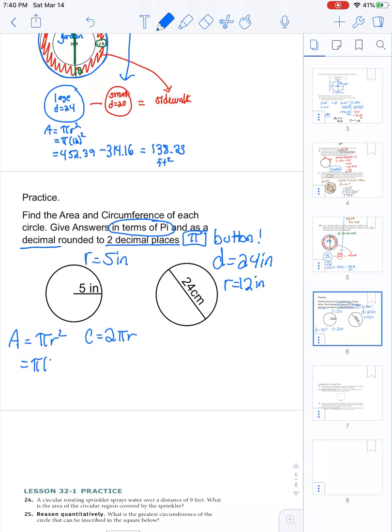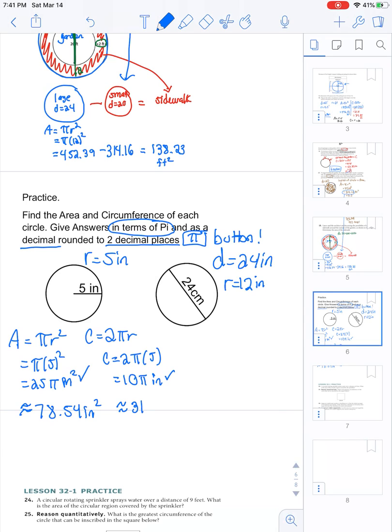So in looking at this one, if I plug in my radius of 5, 5 squared is 25, my answer in terms of pi is 25 pi inches squared. As a decimal, multiplying using the pi button, I'm going to get approximately 78.54 inches squared. For circumference, 2 times pi times the radius gives me a circumference of 10 pi, and again, that's an exact answer. As a decimal, using the pi button, that's going to be about 31.4 inches. Oops, I'm sorry, not squared, just inches.